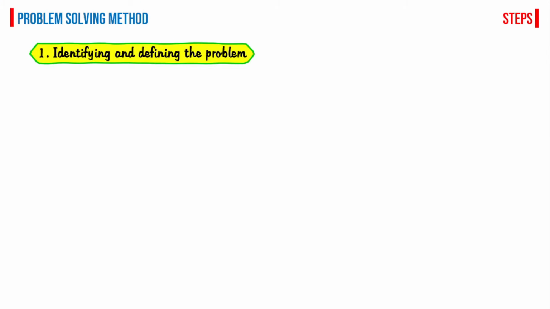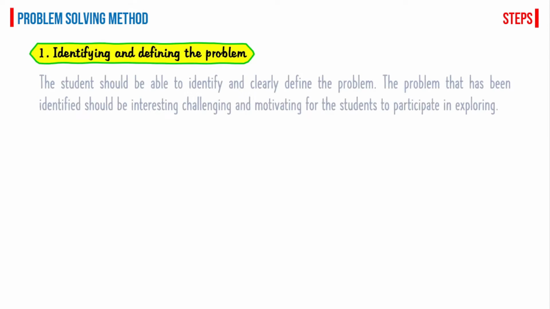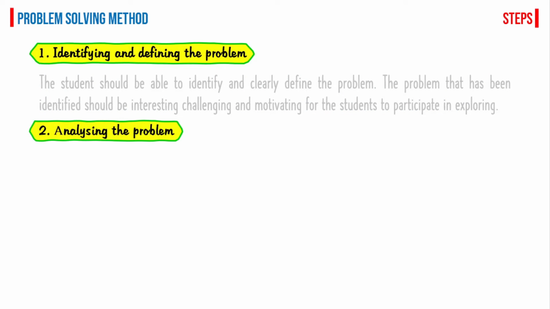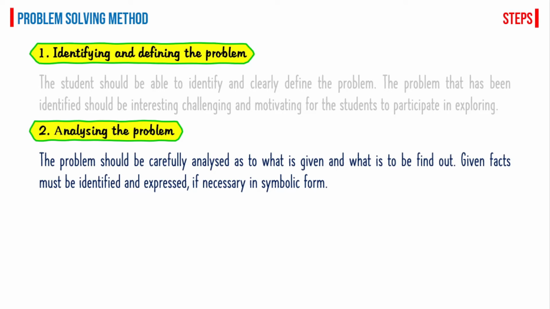The first step is identifying and defining the problem. The student should be able to identify and clearly define the problem. The problem that has been identified should be interesting, challenging, and motivating for the students to participate in exploring. The second step is analyzing the problem. The problem should be carefully analyzed as to what is given and what is to be found out. Given facts must be identified and expressed, if necessary, in symbolic form.